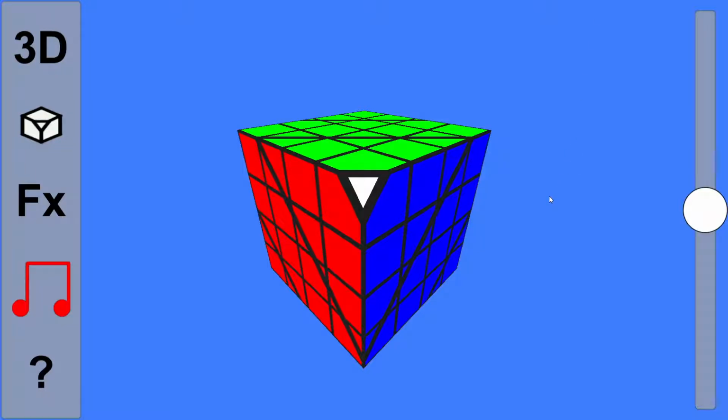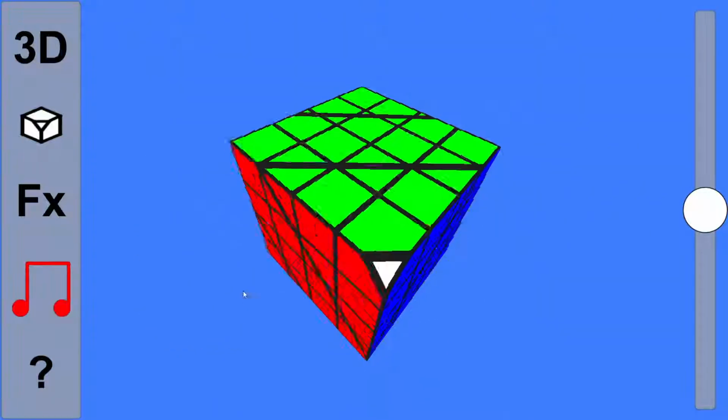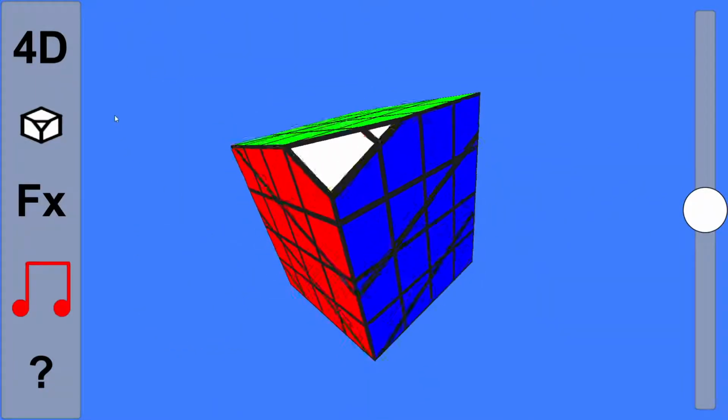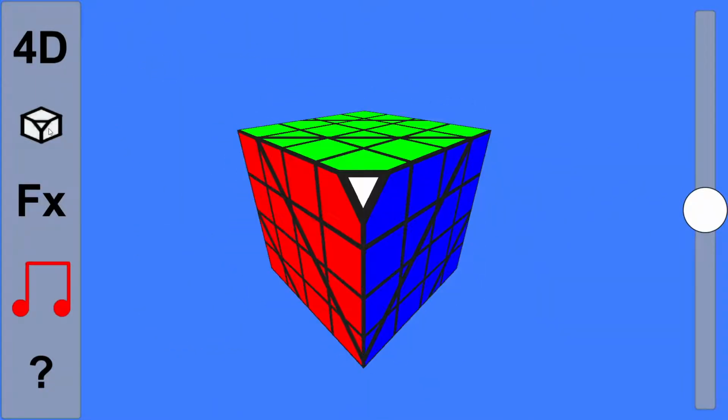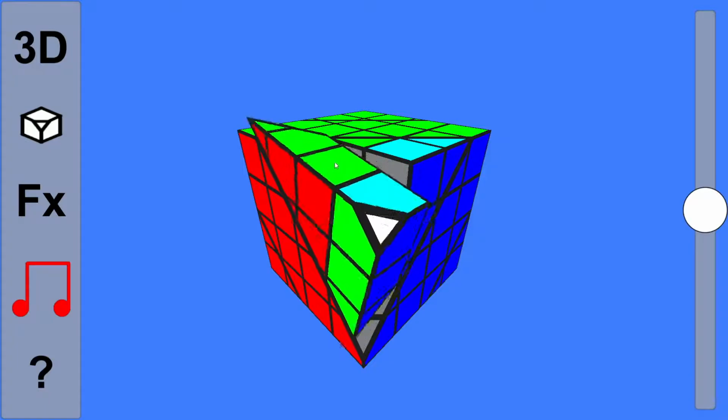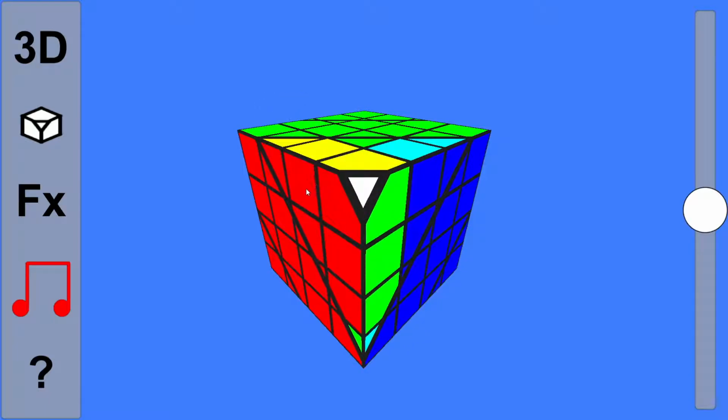Hello and welcome to the third episode of my tutorial series. In the first two parts, I showed you how to rotate the whole tesseract, both three-dimensionally and four-dimensionally. In this part, however, I'm going to talk to you about rotations done to portions of the tesseract.